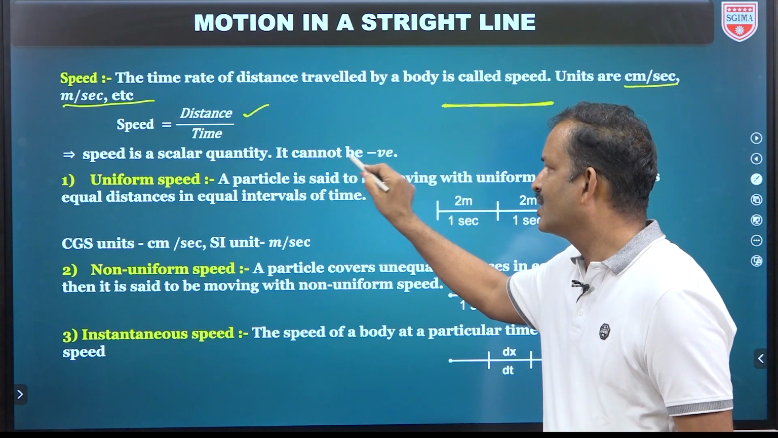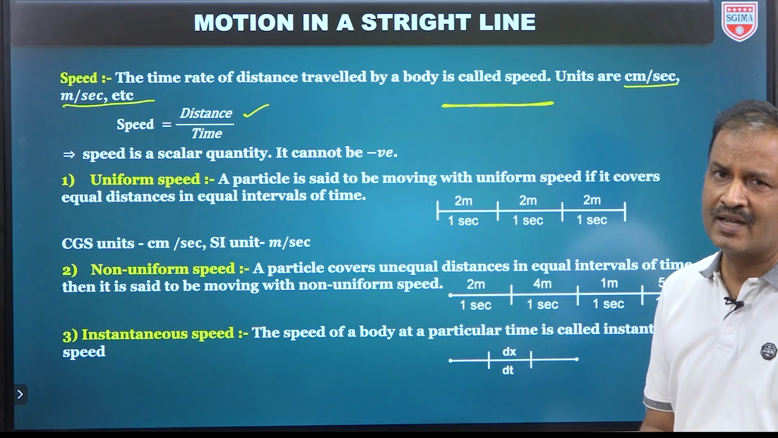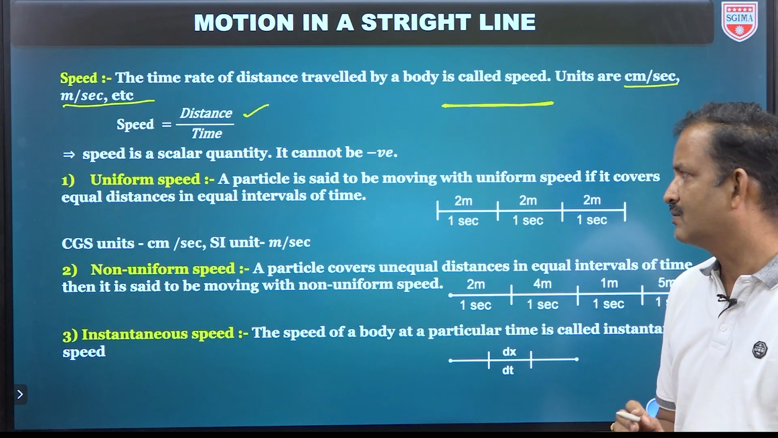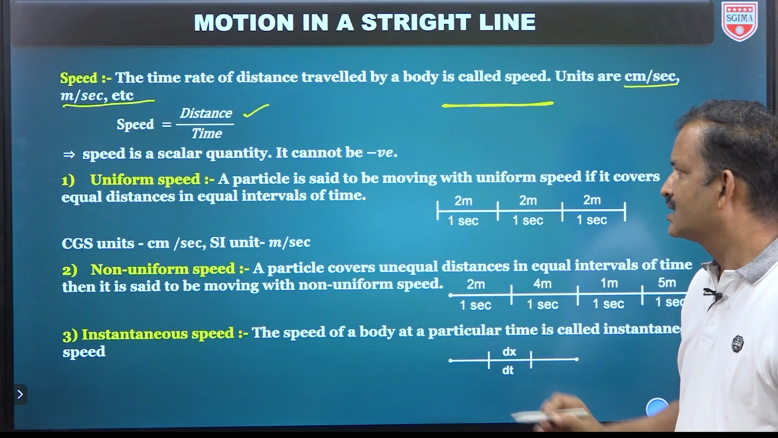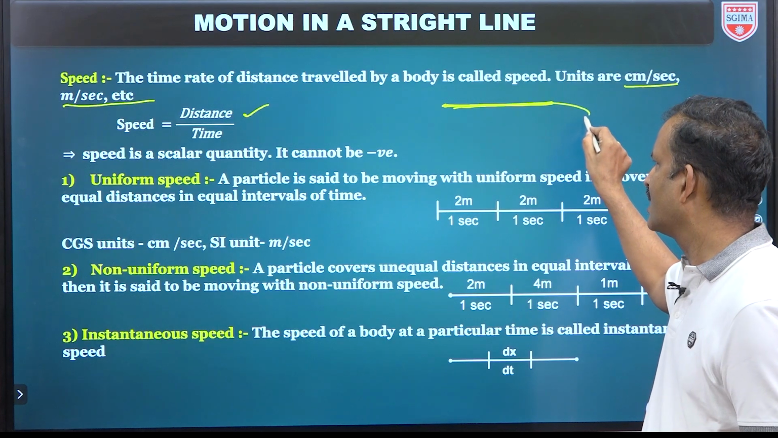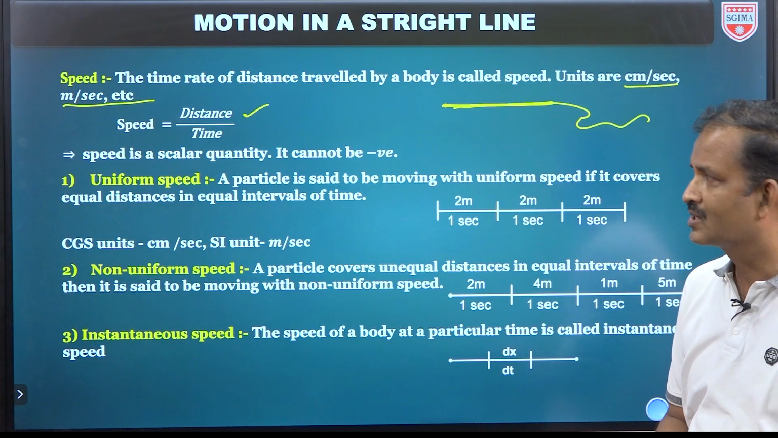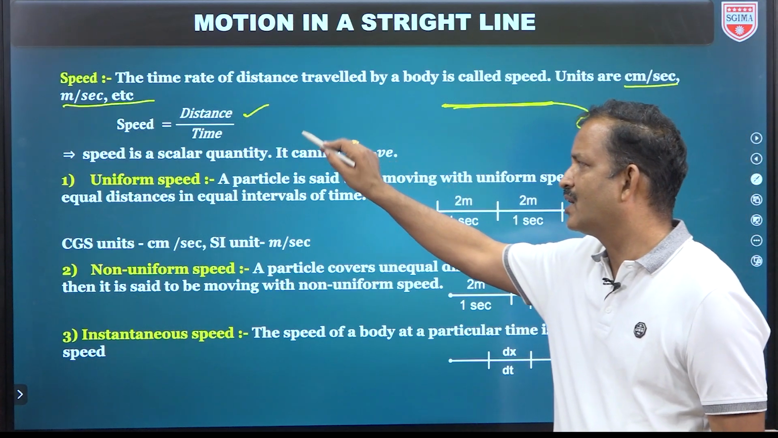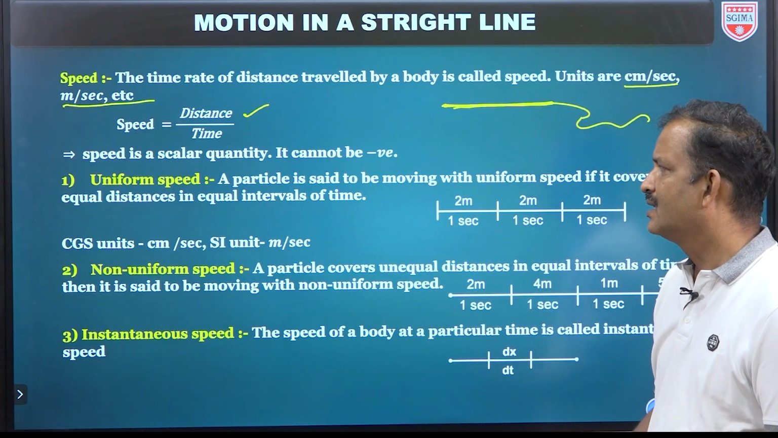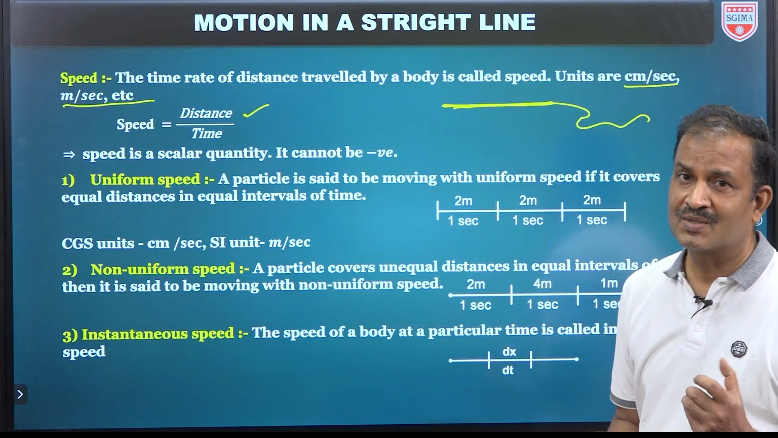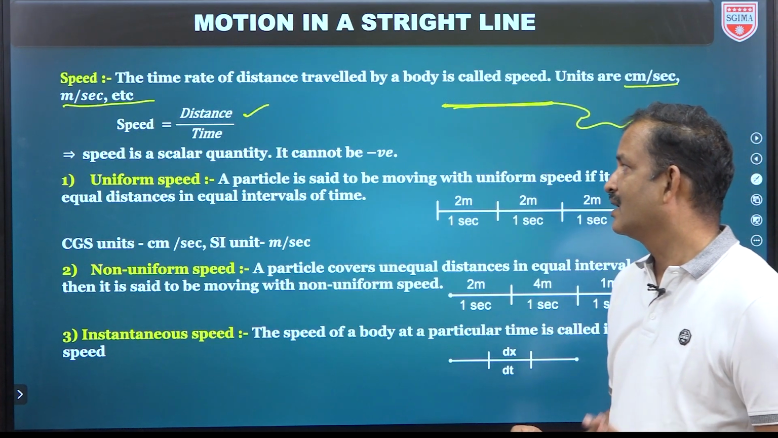It cannot be negative because distance is never negative. Distance is always positive. Whatever it may be, the length of the path will increase. So, distance is always positive. Distance by time, so also positive. Speed is always positive. Speed is never negative.